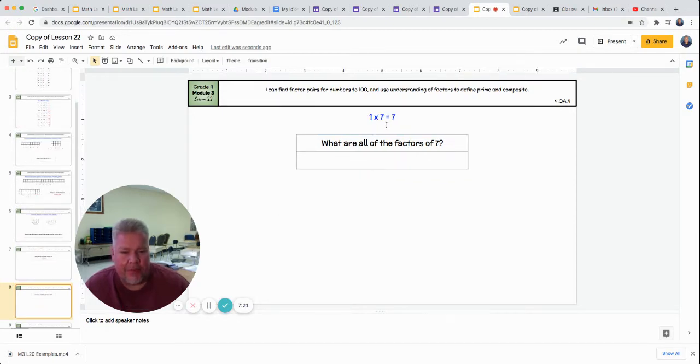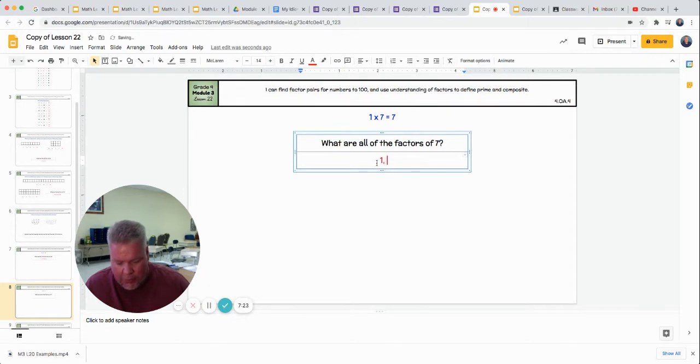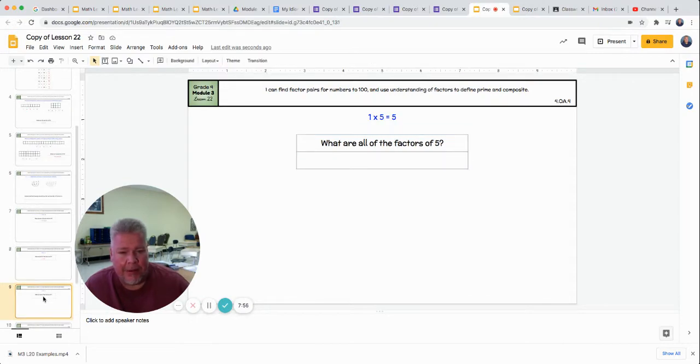Factors of 7. 1 times 7 is 7, so we know 1 and 7. There's a bunch of numbers in between there. 2 times anything is 7? No. 3 times anything is 7? No. 4? Nope. 5? Nope. 6? Nope. So the only factors of 7 are 1 and 7. What kind of number does that make 7? It makes it a prime number, doesn't it? Because the only thing you can multiply to get it is 1 times itself. So 7 is a prime number.